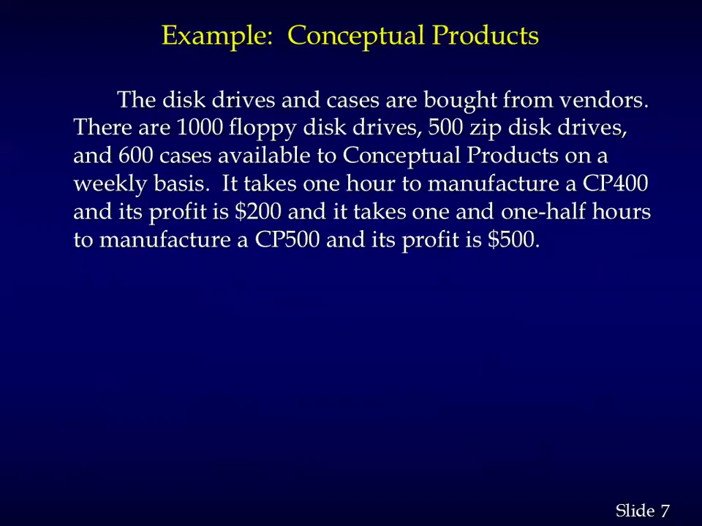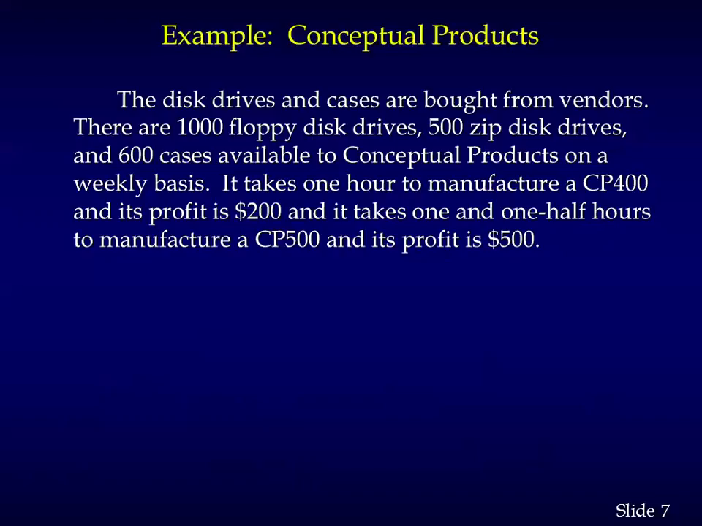The disk drives and cases are bought from vendors. There are 1,000 floppy disk drives and 500 zip disk drives available with us, and 600 cases. So these are functional constraints. These are real constraints in the problem. Now, it also takes 1 hour to manufacture a CP400, and its profit is $200, and it takes 1.5 hours to manufacture a CP500, and its profit is $500.